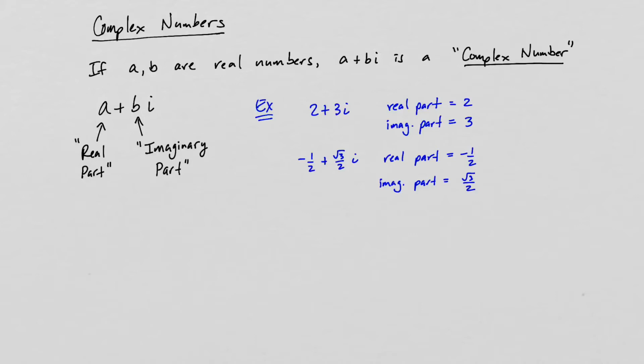So complex numbers can have real and imaginary parts that are positive, negative, fractions, decimals, etc. So for example, 5.6 minus 4.3 times i is a complex number. The real part is 5.6, and the imaginary part is negative 4.3. Now, all complex numbers can be written in this so-called standard form.